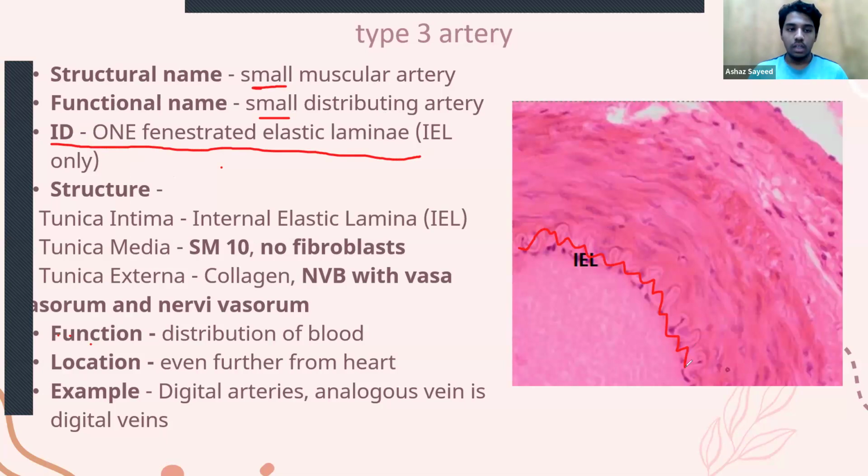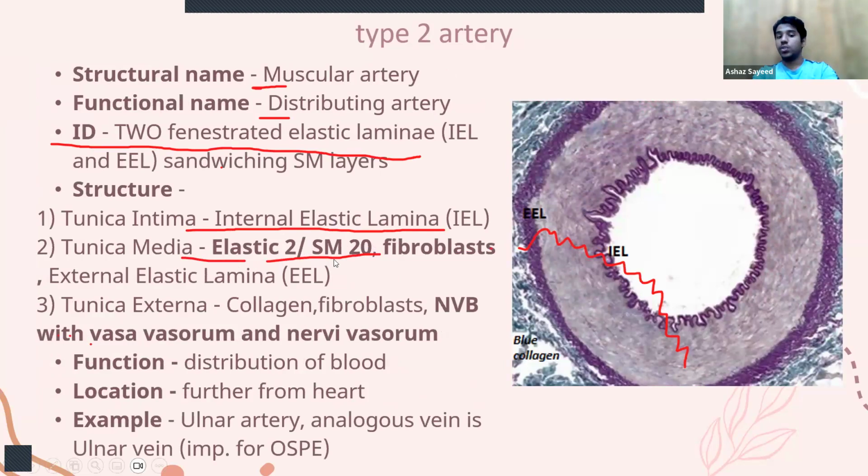So structure, obviously you have the tunica intima, tunica media, and the tunica externa. The same thing. The tunica intima has the internal elastic lamina. Tunica media has 10 smooth muscle layers and no fibroblasts. In comparison, your type 2 artery had 20 smooth muscle layers and it also had fibroblasts.